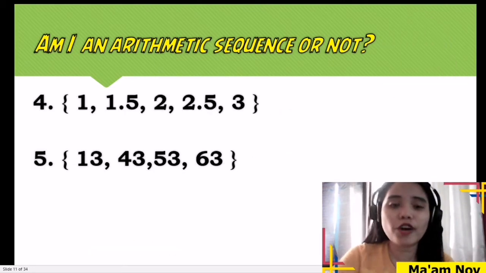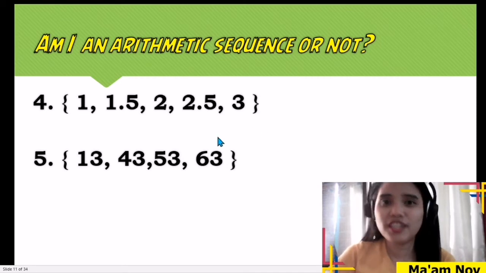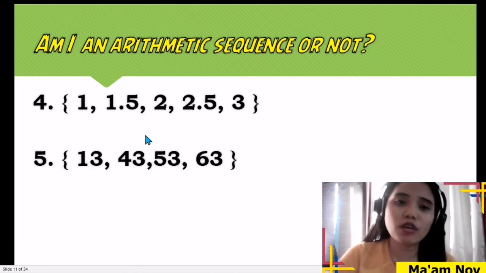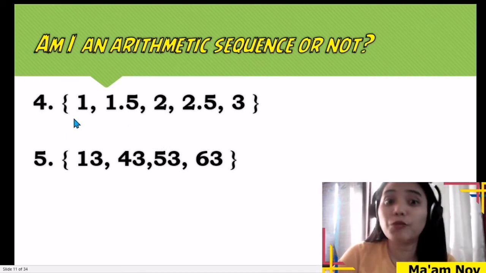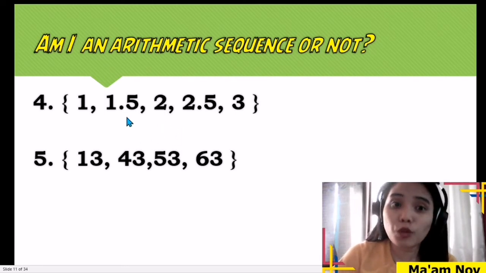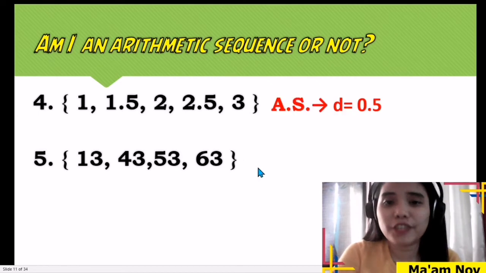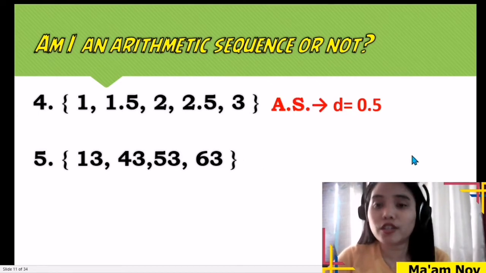How about number 4? That's right. Ang kanilang common difference is 0.5 kasi 1.5 minus 1 is 0.5. 2 minus 1.5 is 0.5 and so on. So, this is an arithmetic sequence with a common difference of 0.5.